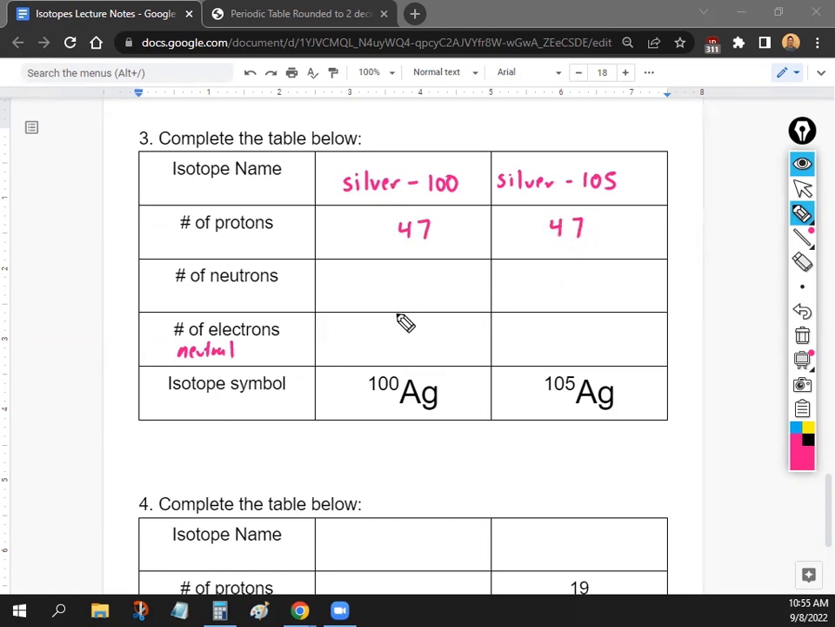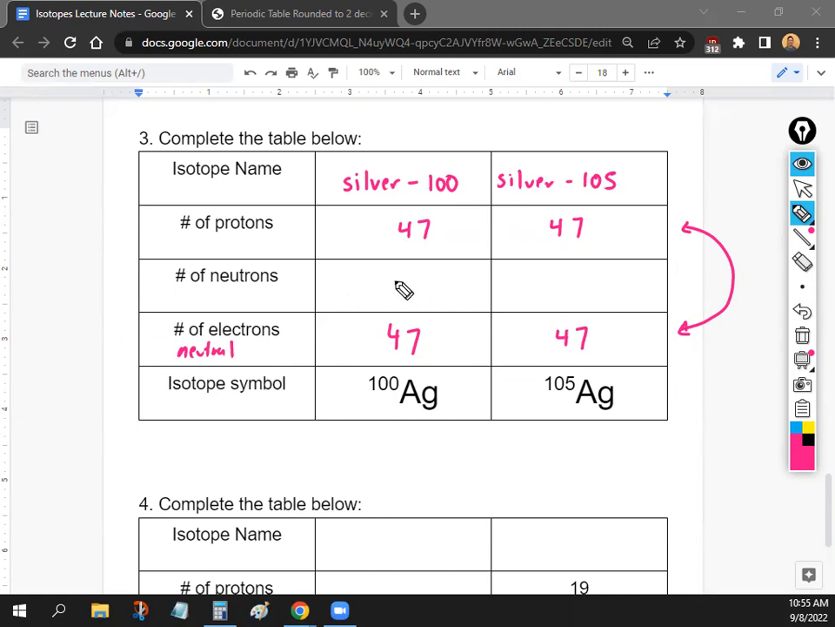Before we do the neutrons, we can actually figure out the electrons. We said that it's neutral, so that means they're going to have the same number of protons as electrons. So we can put 47 for both of them. And that's what you should have answered for one of your questions last time. Neutral means same protons and same electrons.